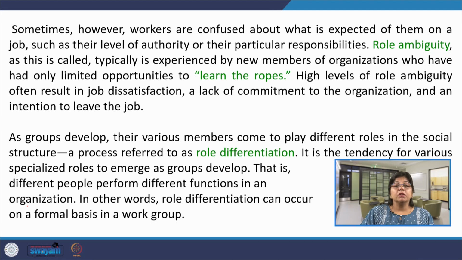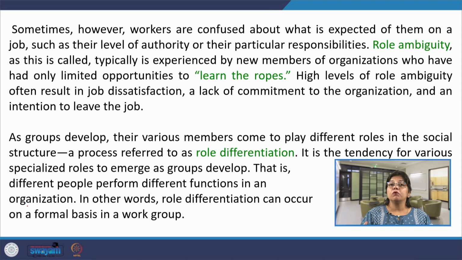So, sometimes workers or employees are confused about what is expected of them on a job, such as the level of authority of their particular responsibility. Even if they have the authority, they are not aware of what responsibility they have to take upon in order to streamline the organizational process. When this kind of confusion is experienced, this leads to role ambiguity, which is most of the time experienced by any new member who joins the organization and who has never got any opportunity or very limited opportunity to learn the ropes of the job. That means to understand how things work in any organization.